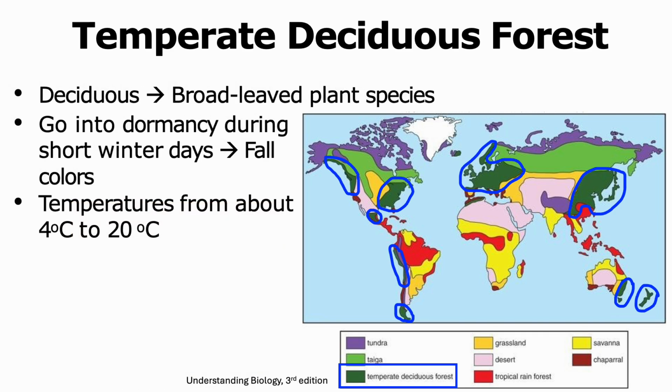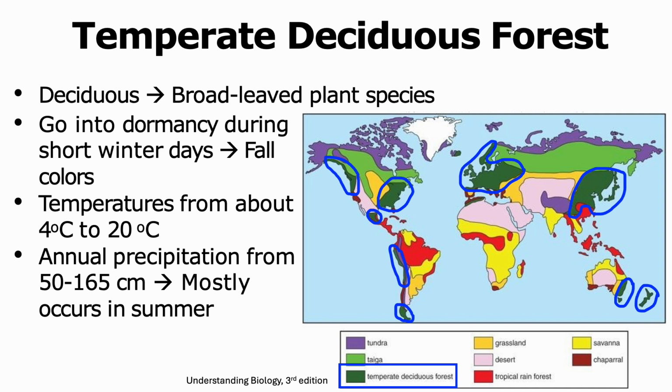When we look at the temperature variation throughout a year, we don't see that much of a difference as we observed with the taiga biomes. The temperatures are usually within the range of 4 to 20 degrees Celsius. There is annual precipitation that is more than what we observed in the taiga, and most of it normally happens in the summer.